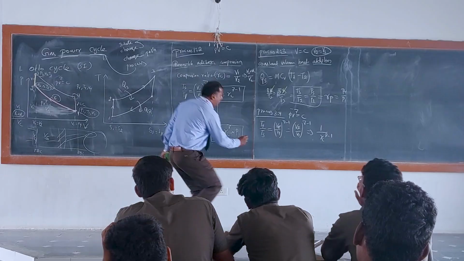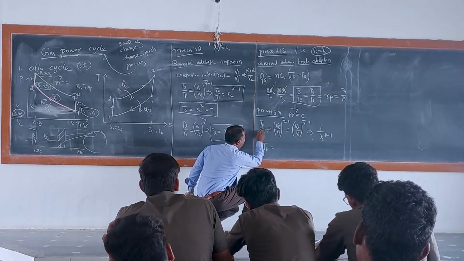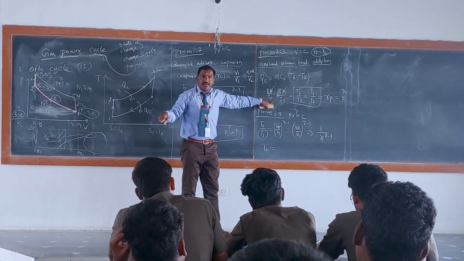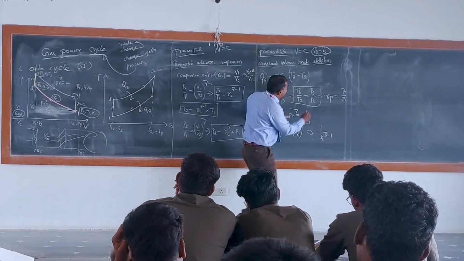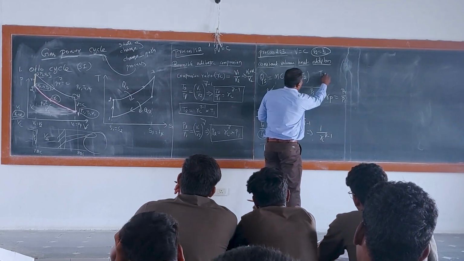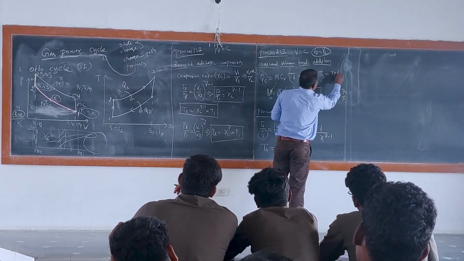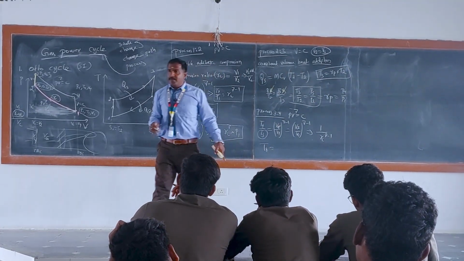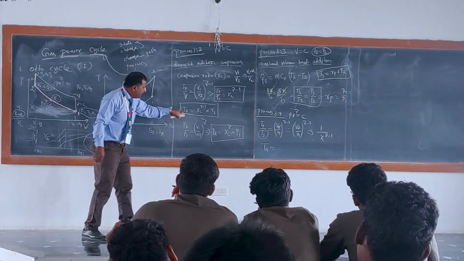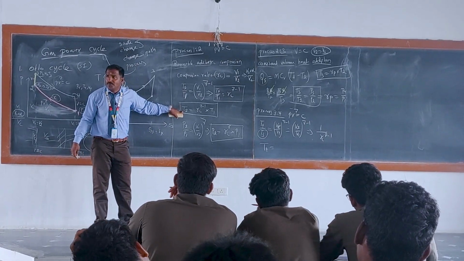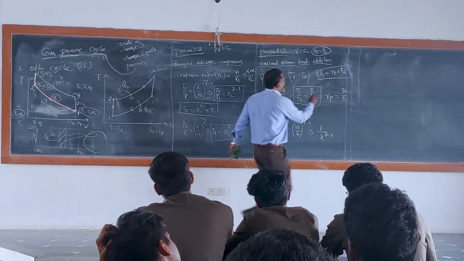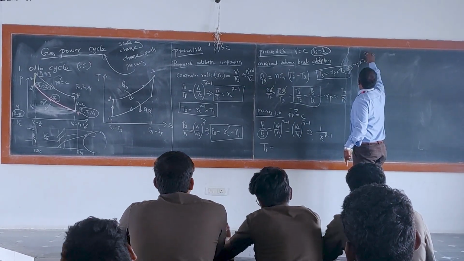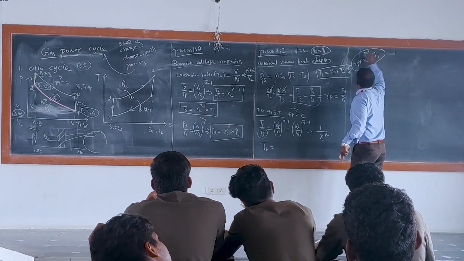Now if I need to find out T4 from T3, I have to find T3. T3 is equal to RP into T2. Again, I know what T2 is. What is your T2? RC power gamma minus 1 into T1. So this can be rewritten as RP into RC power gamma minus 1 into T1. This is our equation.